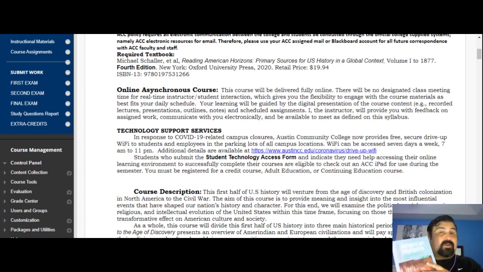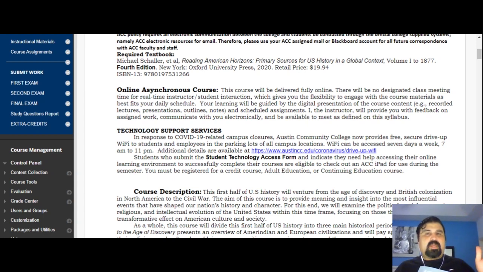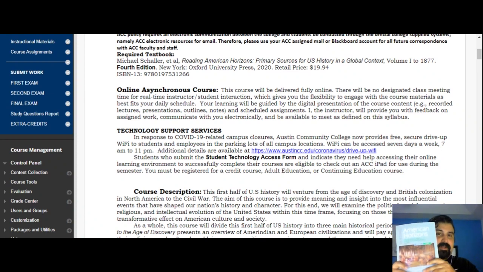It's titled Reading American Horizons, Primary Sources for U.S. History in a Global Context, Volume 1. So this is 1301, so we're using Volume 1. And this is the 4th edition, okay? The 4th edition, that was published in 2020, okay?